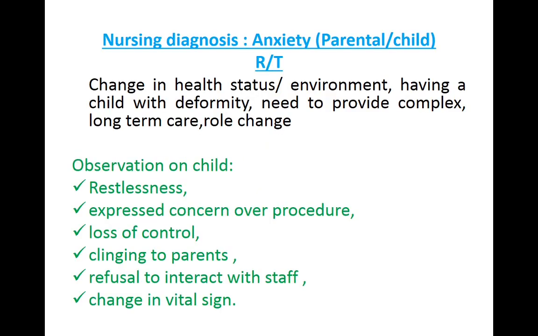Next, anxiety. You may see anxiety in parents and also in the child. You will see it in an older child and also in a young child, but the presentation will be different. How the young child will present with anxiety and how the older child will present. It might be related to a change in health status or a change in the environment. Having a child with a deformity, or a child delivered with a deformity, the parents will have anxiety. Need to provide complex long-term care.